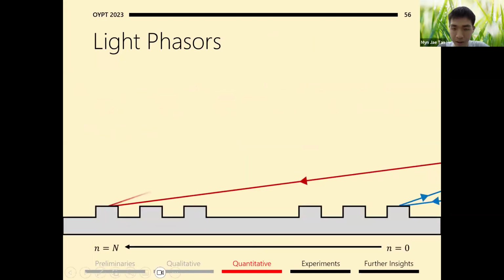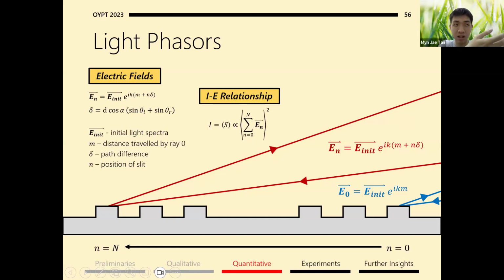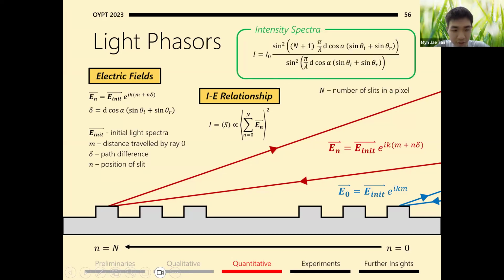So if you look at two different light waves, the formula to describe the electric field of the light waves is labeled as shown here. And by adding them up together and using some algebraic manipulation, which is shown later on, we can apply the relationship between the intensity and the electric field. So essentially, the intensity is equal to the sum of the electric field squared. So if we apply the geometric series, we can also obtain the equation for the light spectrum.